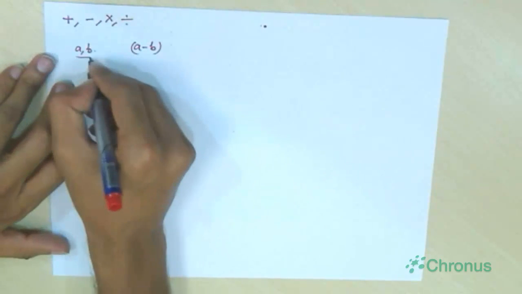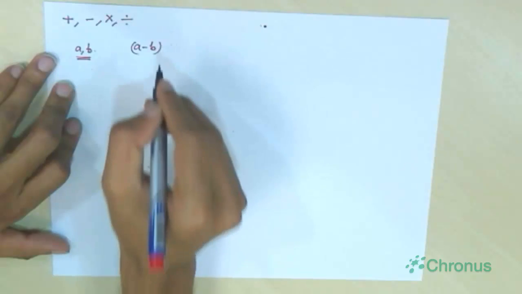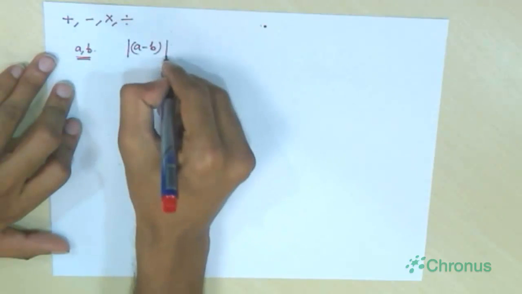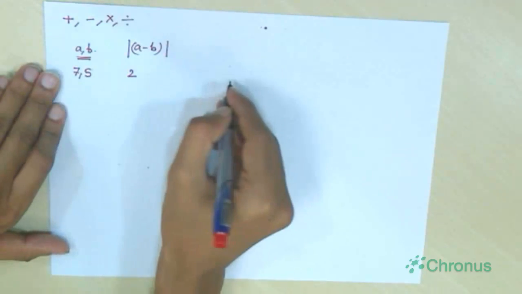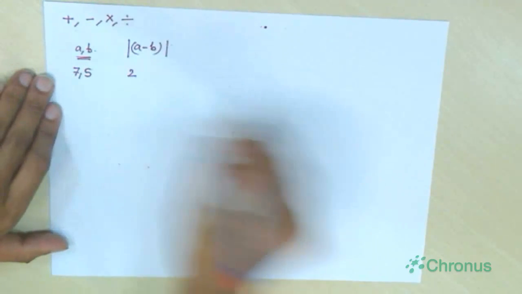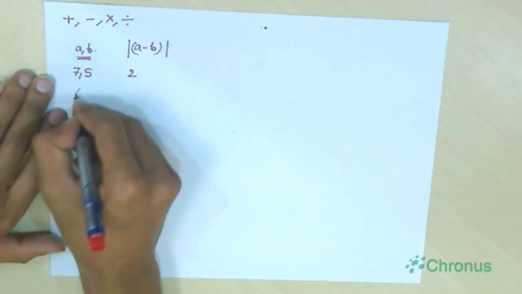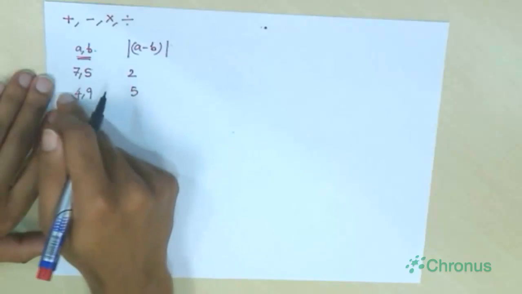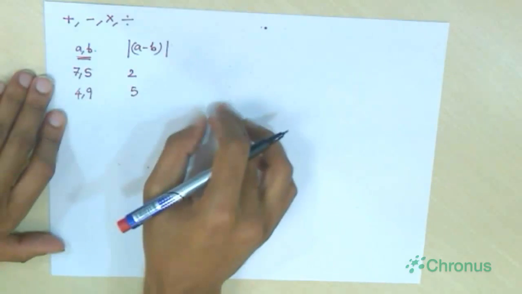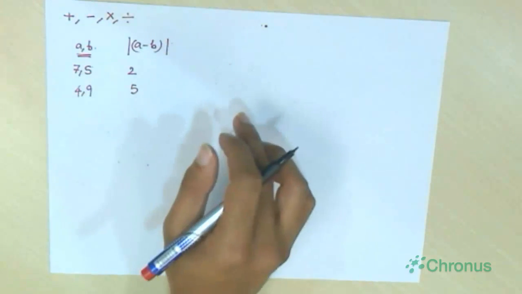The difference between a and b is the absolute value of a minus b. So if I have two numbers 7 and 5, the difference between them is 2, which is nothing but 7 minus 5. And when I have two numbers 4 and 9, the difference between them is 5, which is 9 minus 4, which is nothing but the absolute value of 4 minus 9.